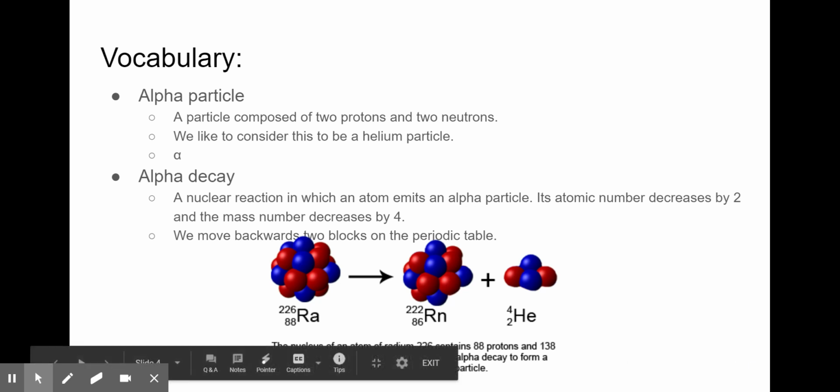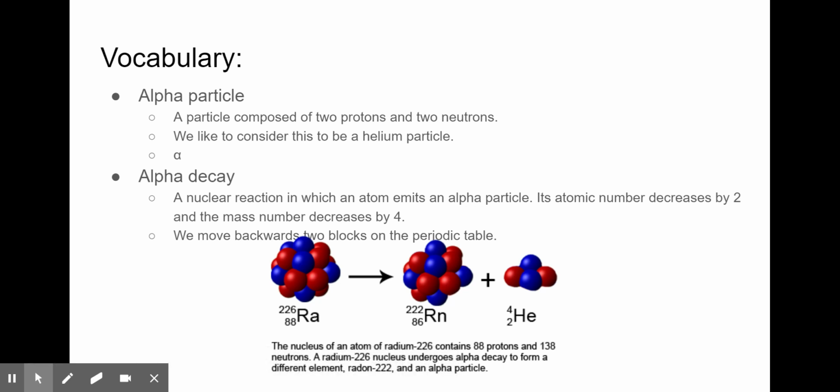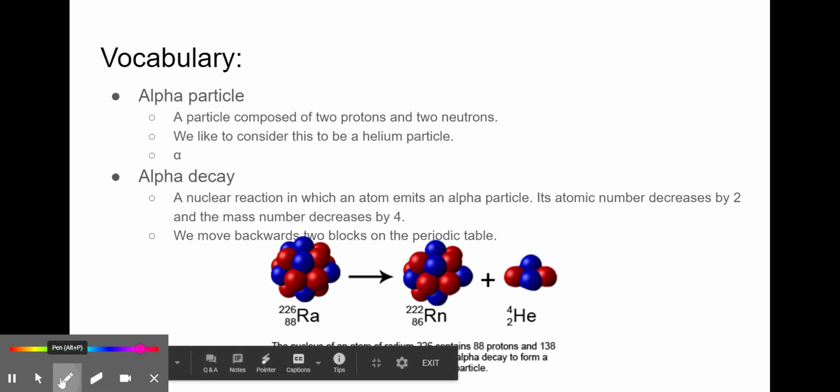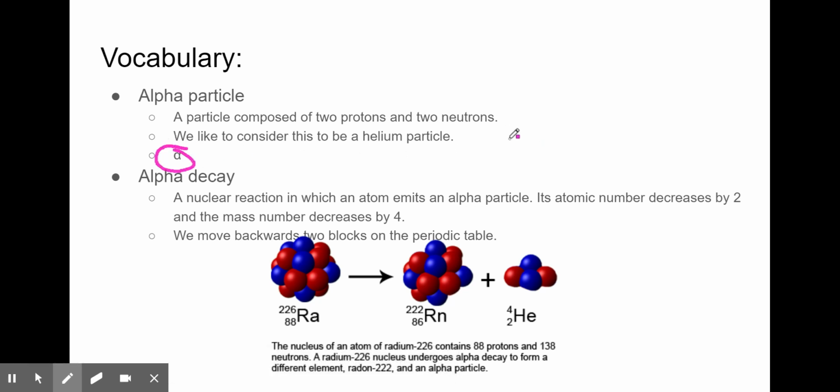Okay, so let's look at some more vocabulary terms. We have alpha particle. This is a particle composed of 2 protons and 2 neutrons. We like to say that this is a helium particle. You will see this symbol here. This is the Greek symbol for alpha. Some people refer to it as a fish, whatever you choose to call it, okay?